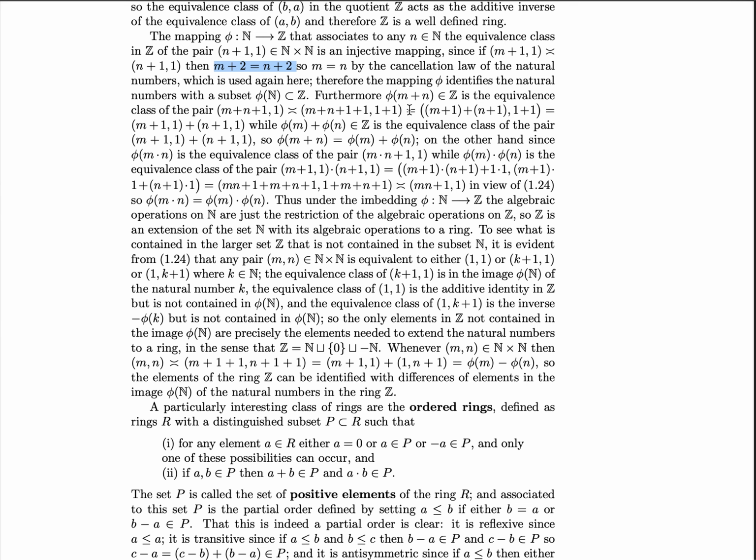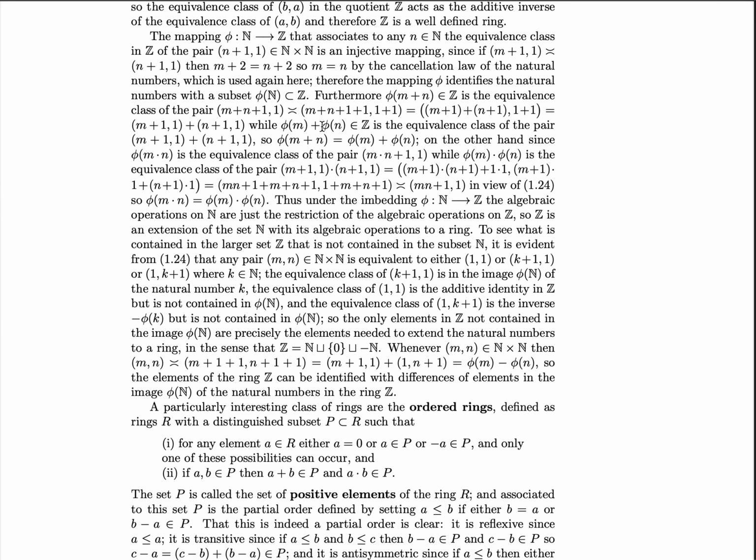Furthermore, phi of the addition of two elements is the equivalence class of this complicated pair (m plus n plus 1, 1), which is equivalent to (m plus n plus 1, 1 plus 1). We then group these two terms together and the outer terms together, and we get that this is (m plus 1, 1) plus (n plus 1, 1). So we see that phi respects addition on the integers, namely that phi of m plus n is equal to phi of m plus phi of n.